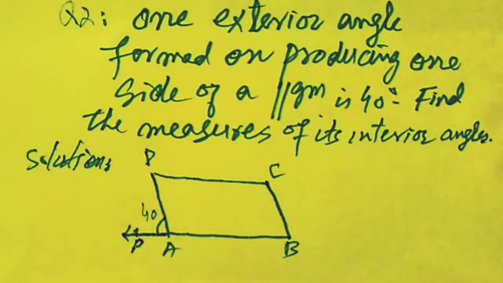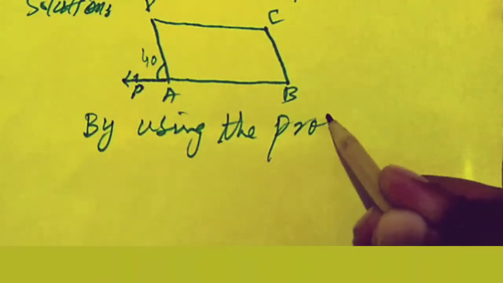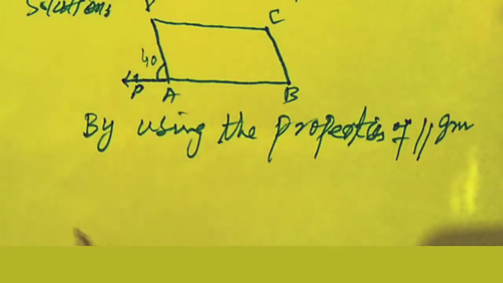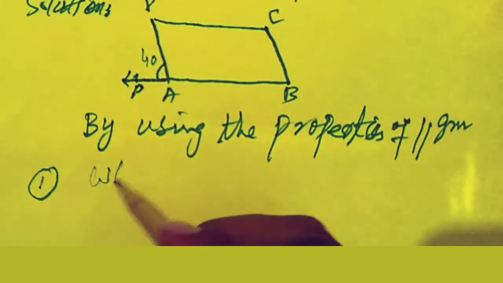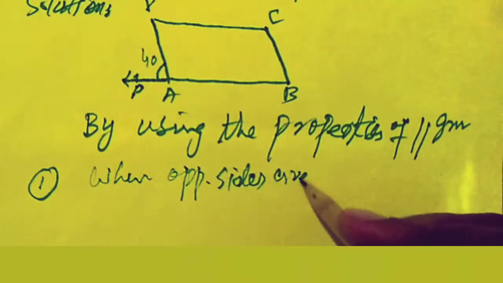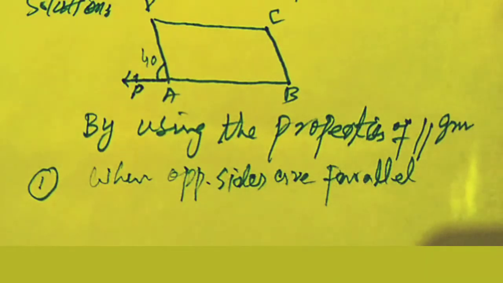For finding the interior angles of this parallelogram, we can find out its interior angles by using the properties of the parallelogram, in which when opposite sides are parallel, then corresponding angles.